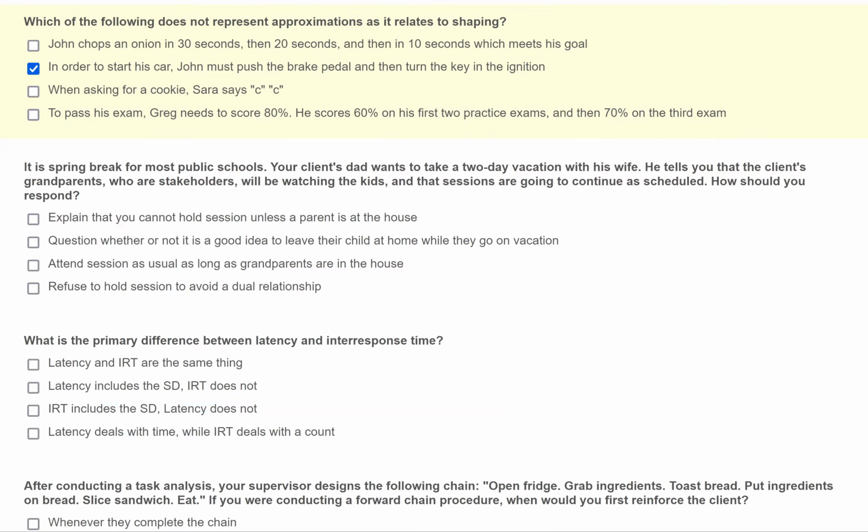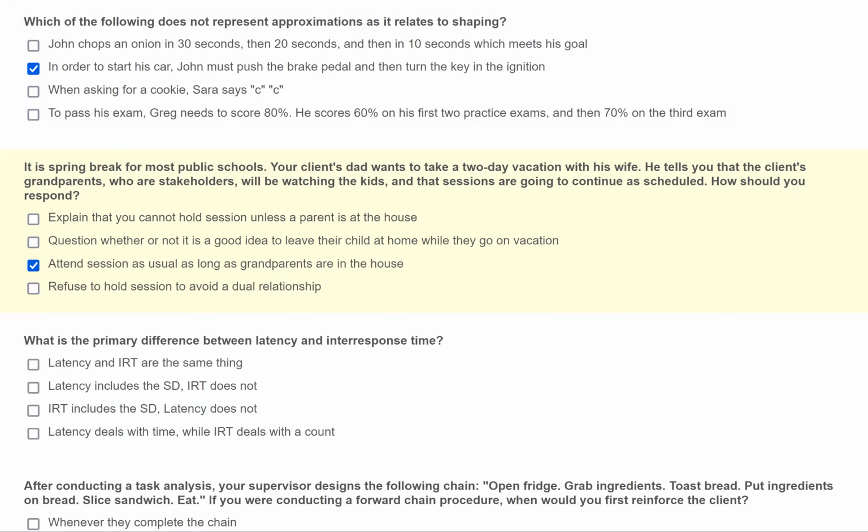C, attend session as usual as long as grandparents are in the house. Yes. Grandparents, they're stakeholders, they're qualified adults. Totally okay for you to attend session. Plus, C is absolutely better than B, and then absolutely better than A. Okay. So even if you might have a different policy, C is still going to be our best answer given what we know so far.